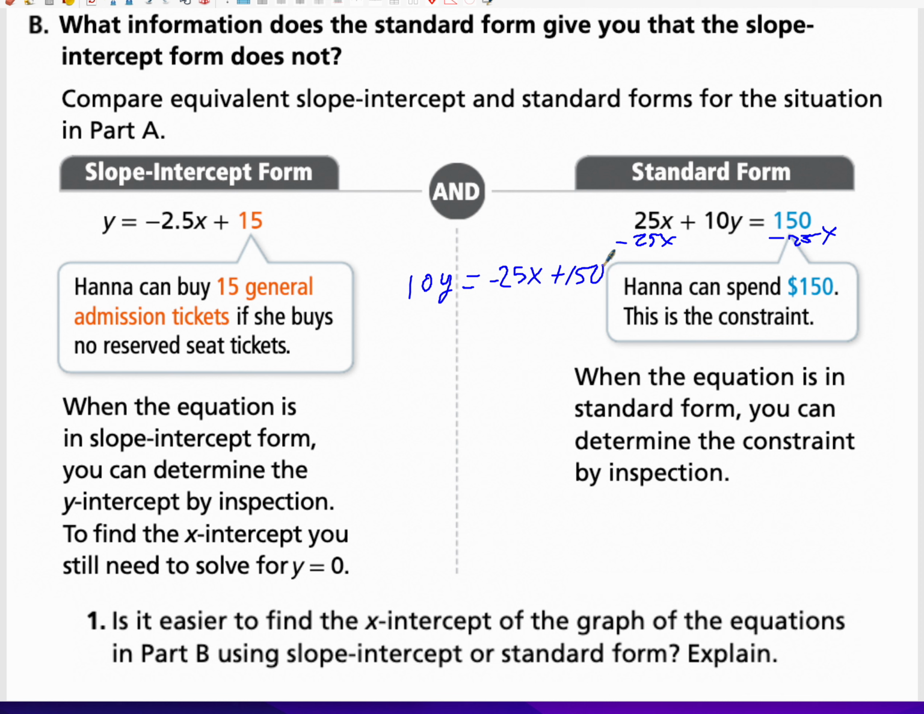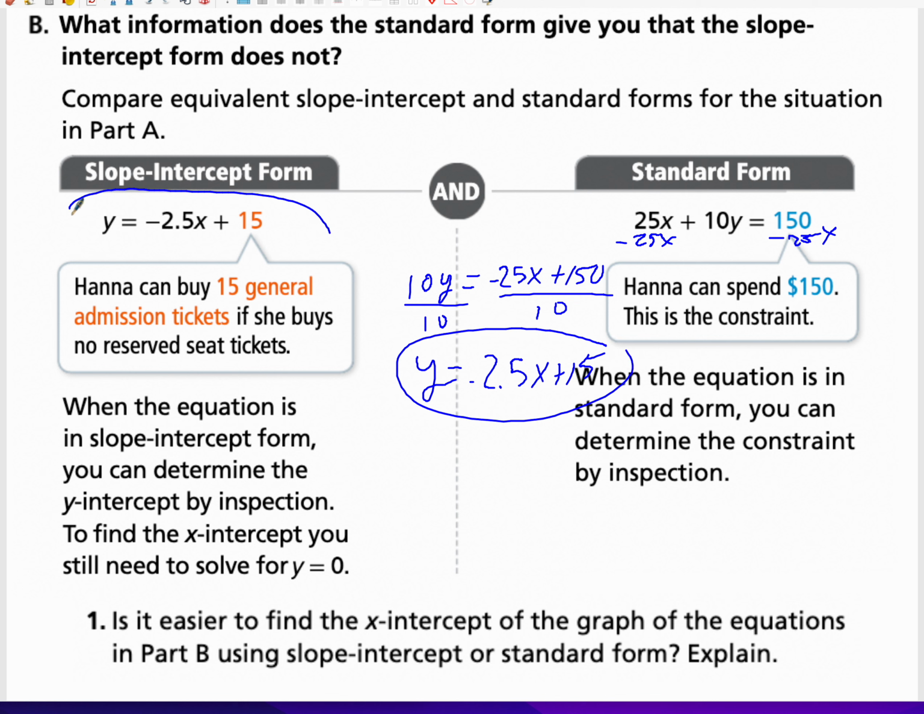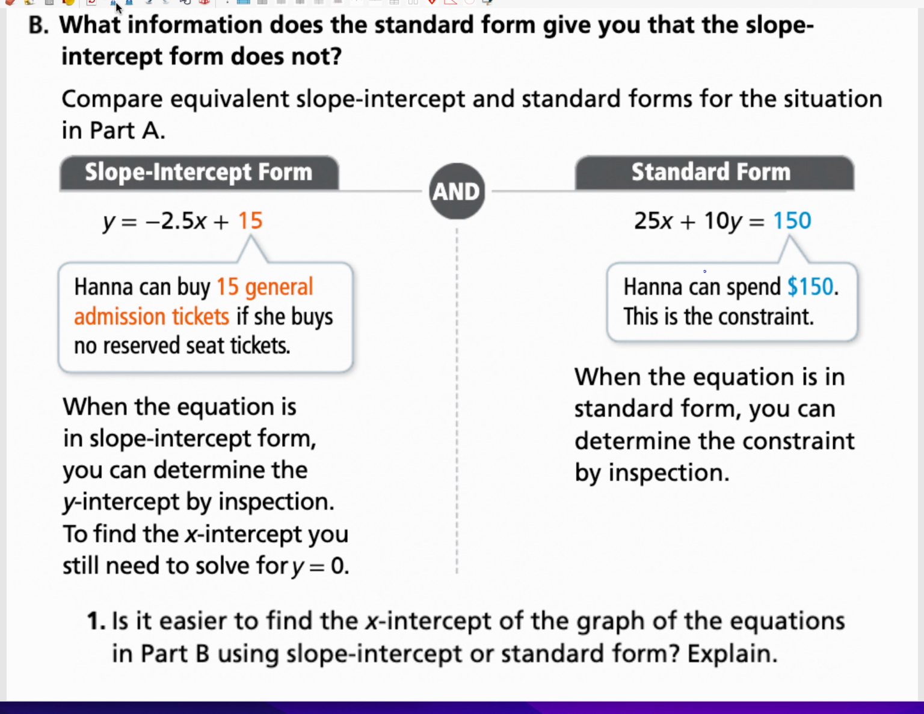Now I'm gonna get y by itself, divide by 10. So y equals negative 2.5x plus 15. Okay, so these are the same equations. That's the same, and this is the same as that, because I just solved it, right? So they're the same equation. I'm gonna get rid of all this so we can see the stuff.